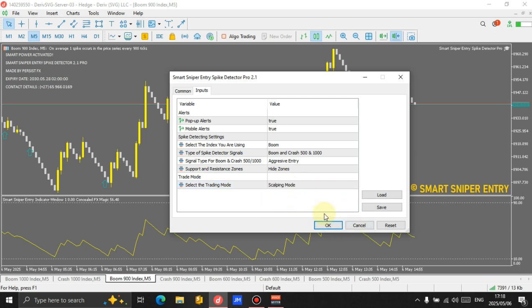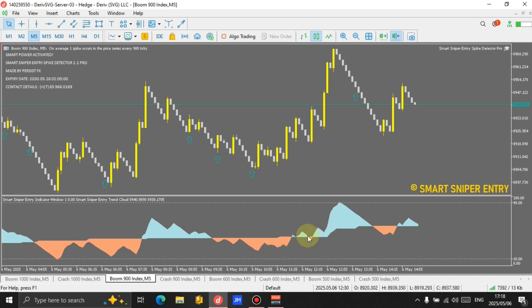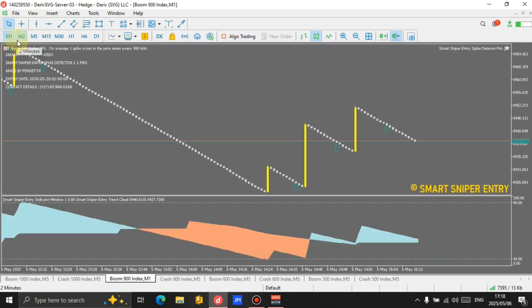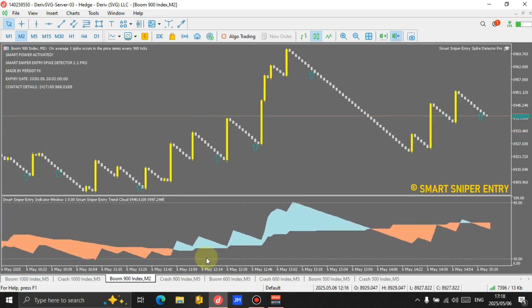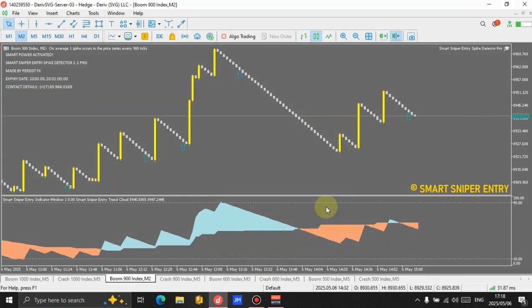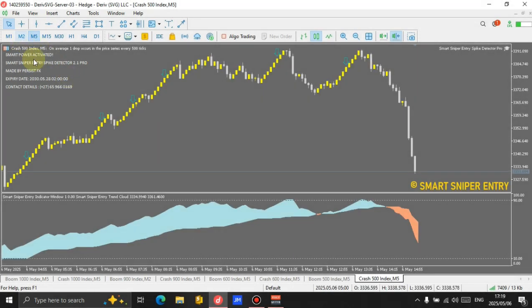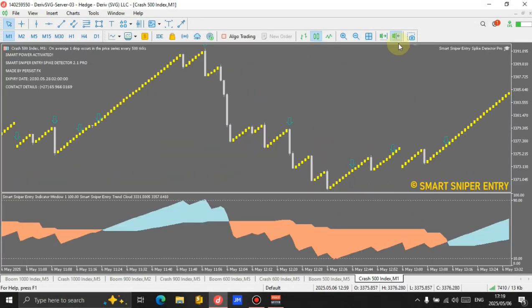I'll explain to you how the scalping mode works. Once you load the scalping mode, the Smart Sniper Trend Cloud indicator is loaded onto your chart. You can use it on the 1 or the 2 minute chart. On the Boom indexes, we only take entries given by our spike detector when the trend cloud is blue. When it's red, we do not take entries. And on the Crash indexes, we only take the entries when the trend cloud is red.